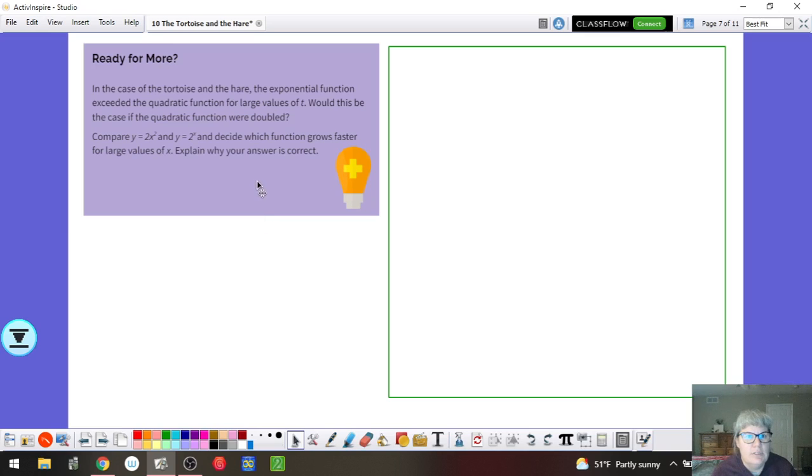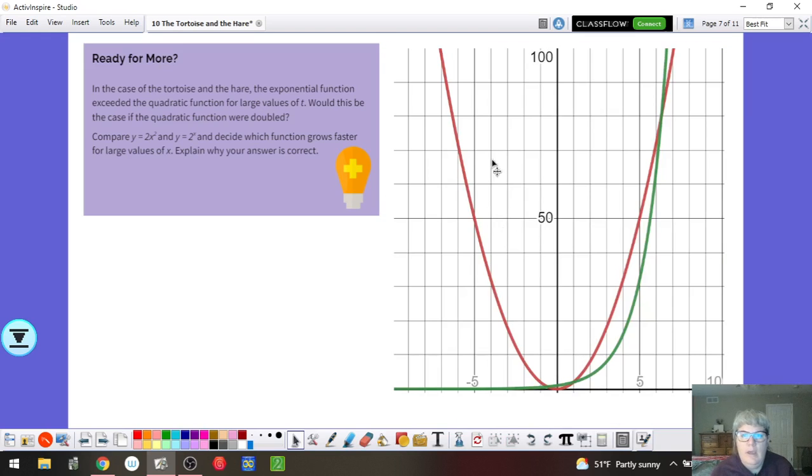In this situation, would the hare turn out better if his function was 2x squared rather than just x squared? So I have gone ahead and created a graph using the same colors that I did in video 1. The red parabola is that of the hare, and the green curve is the exponential curve, and you're able to see also the side when x is negative what those full curves look like.